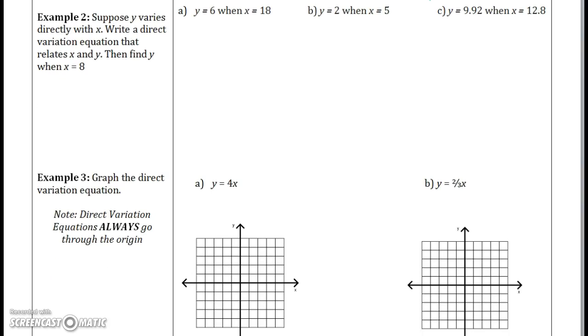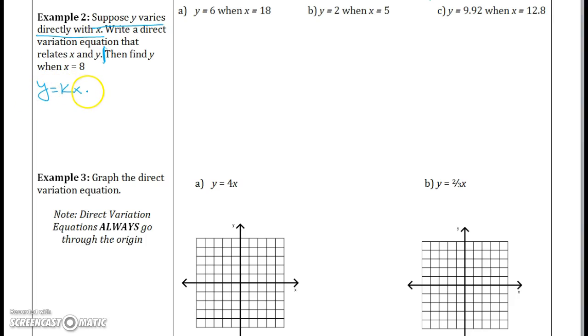Suppose y varies directly with x. Okay, if that's true, then I can say y equals kx. That's just from this sentence right here. Write a direct variation equation. Okay, I'm going to stop there. I'm not going to read that part yet. I'm just going to stop here. Write a direct variation equation.